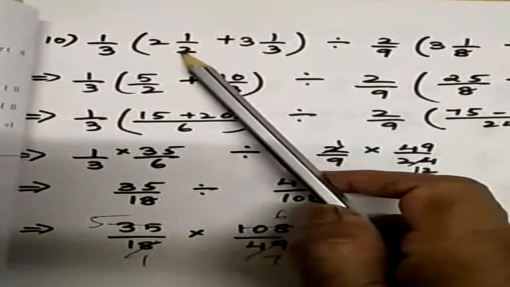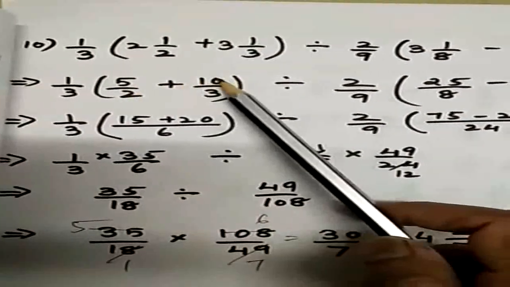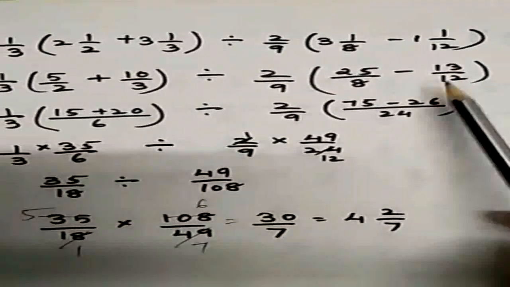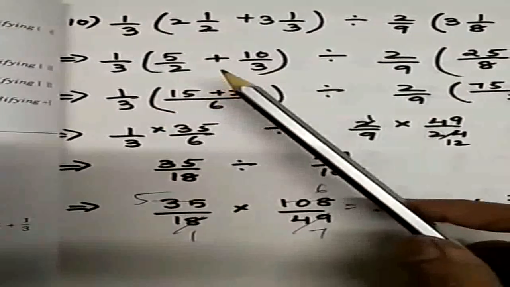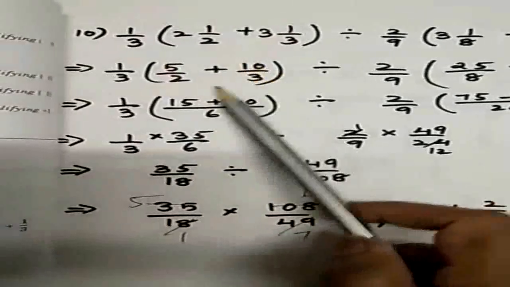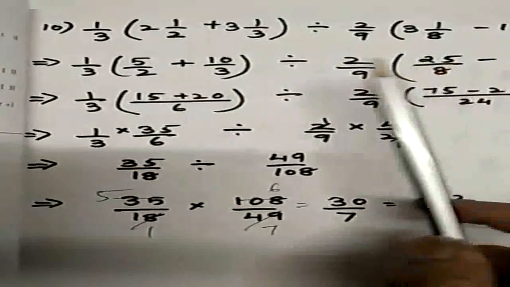First bring the mixed fraction into improper fraction. After this, 1 by 3. After bringing it into improper fraction, first you have to solve the bracket one. We must first solve the bracket.